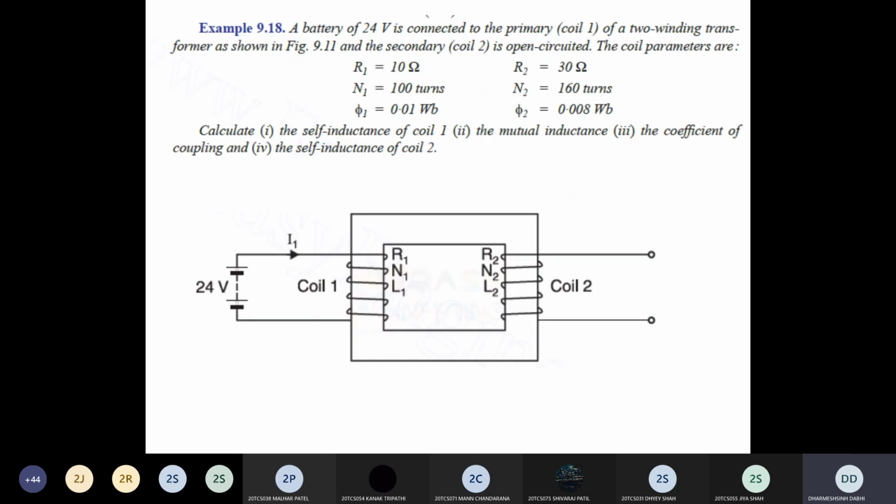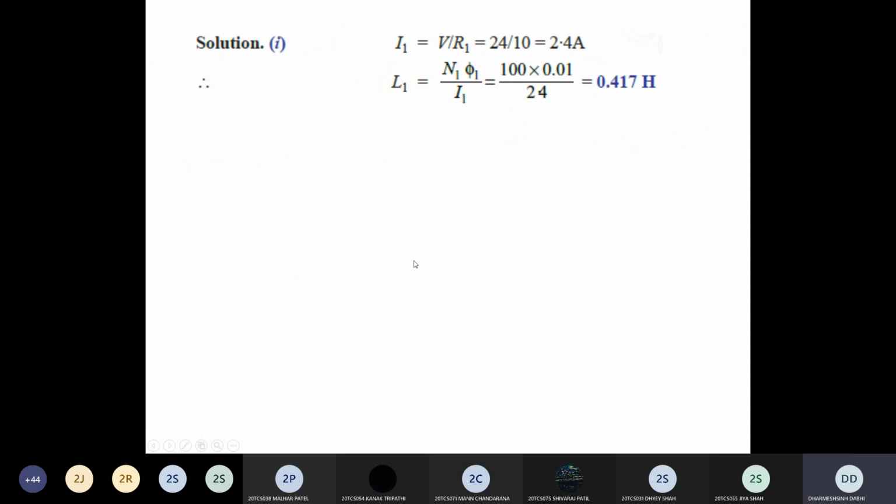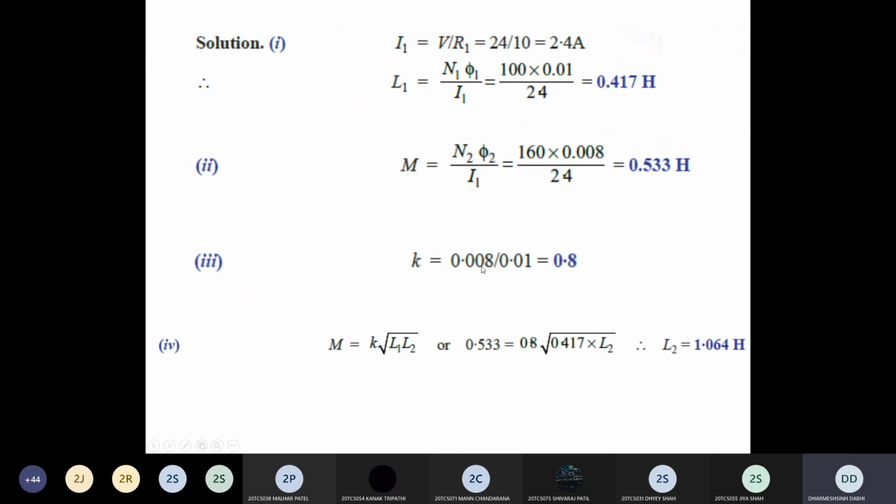Here coefficient of coupling means the portion of flux in coil 1 that links with coil 2, divided by the flux in coil number 1. It means phi 2 divided by phi 1 here. Clear? So K is equal to phi 2, given as 0.008, and phi 1, given as 0.01. So K is equal to 0.8. Clear, all of you? Did you get the answer? Now find the fourth one, the self-inductance of coil number 2.